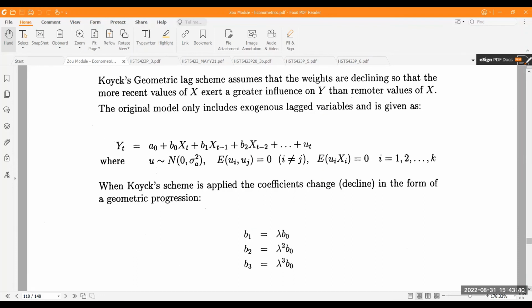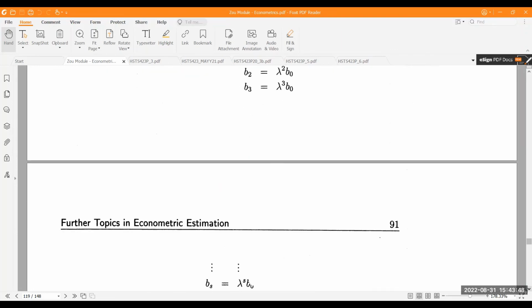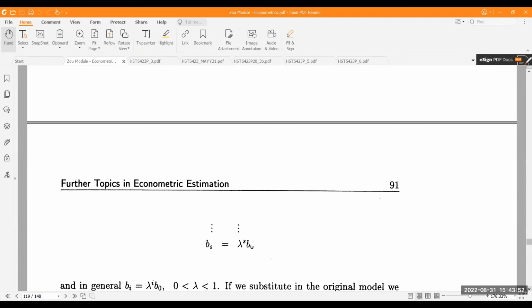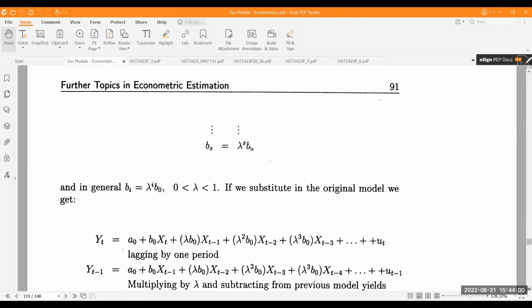Then b3 is equal to lambda to the power of 3 b0, up to bs is equal to lambda to the power of s b0. In general, bi is equal to lambda to the power of i b naught, for lambda lying between 0 and 1. If we substitute in the original model, where we have b1, we put lambda b naught. Where we have b2, we put lambda to the power of 2 b naught. We have substituted there, b0, b1, b2, b3 and so forth. So far, so good.